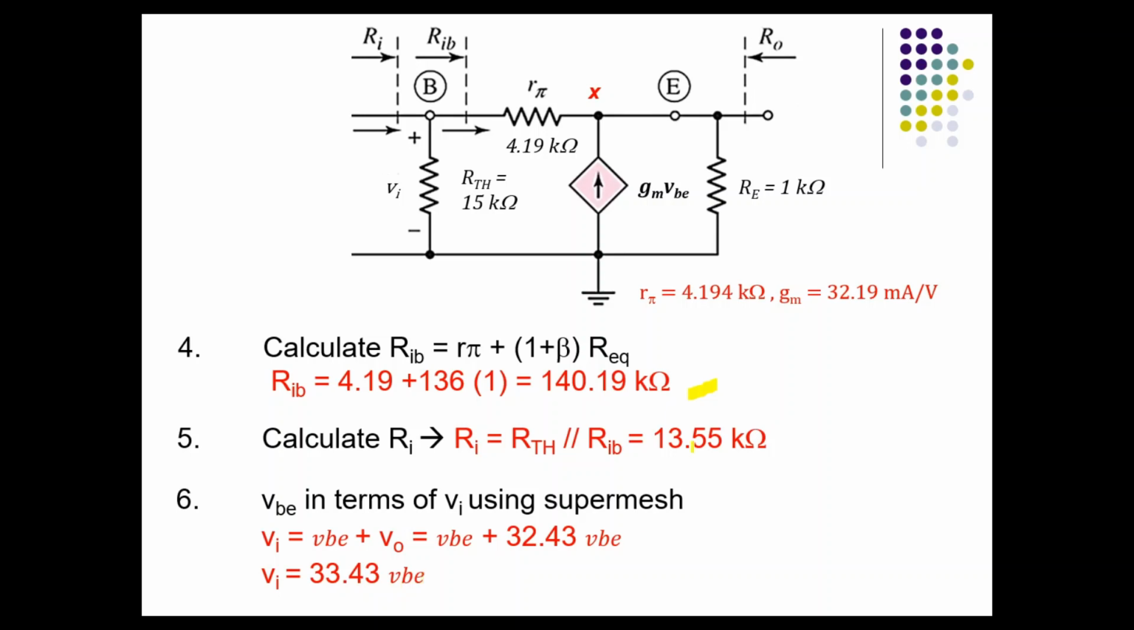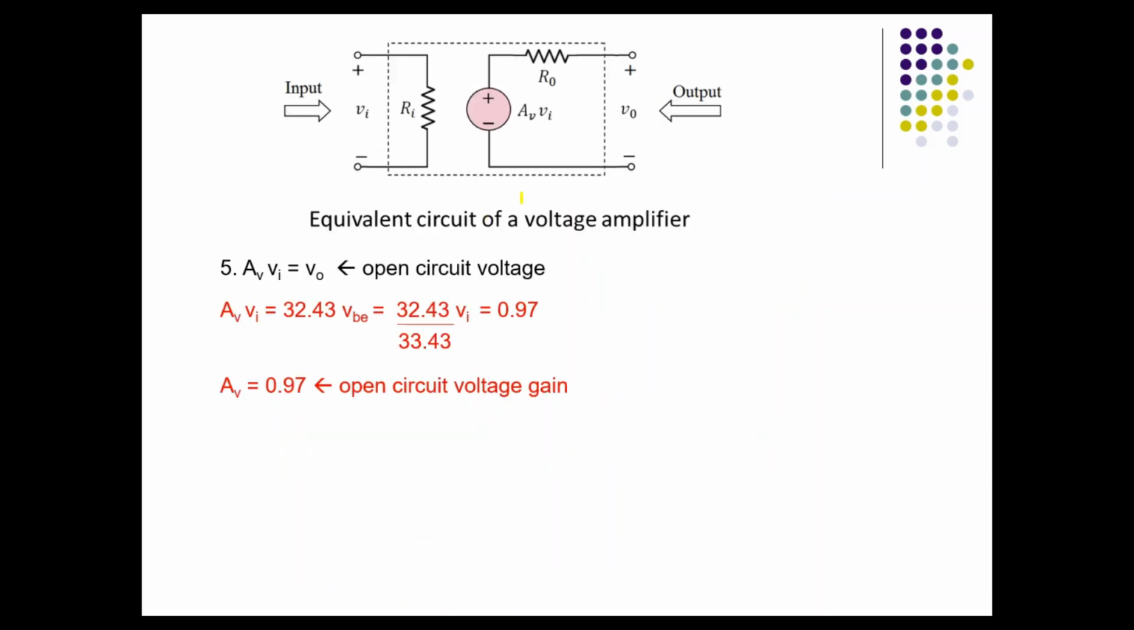Okay, so now calculation of AVOC. So this is the equivalent circuit of a voltage amplifier. So you want to find what is AVOC. Okay, so as I mentioned just now, this is from step number 3, Vout equivalent to 32.43 VBE, and this is from step number 6. You will cancel out Vi and you obtain AVOC equivalent to 0.97.